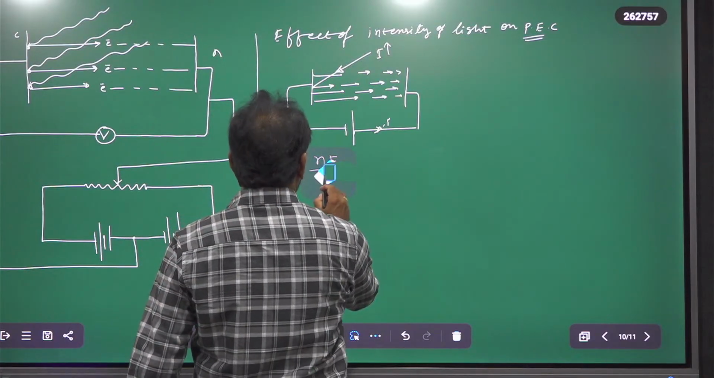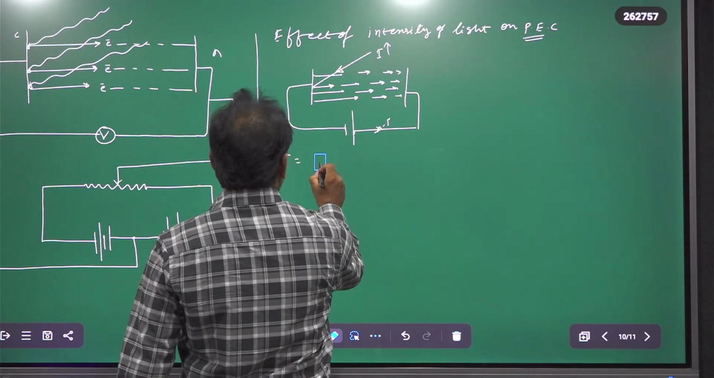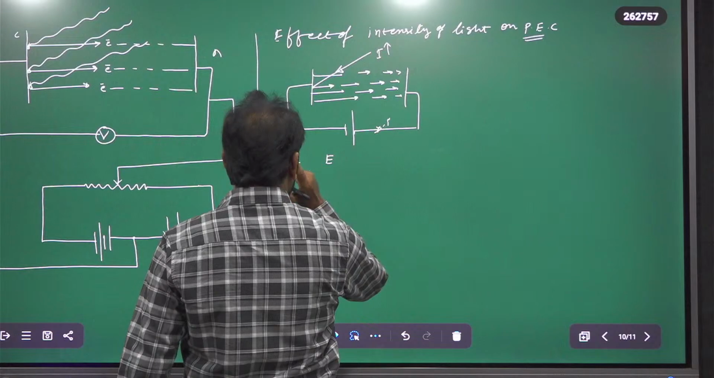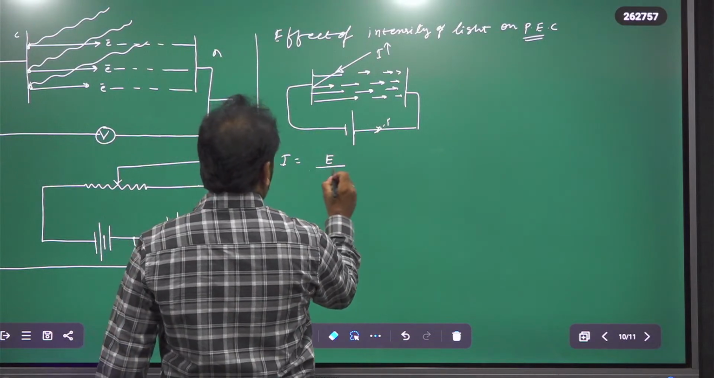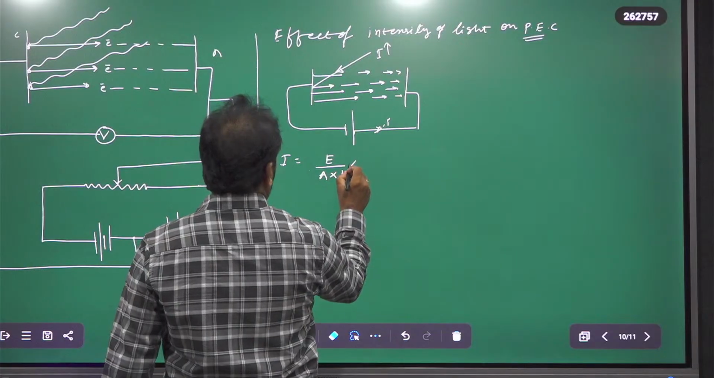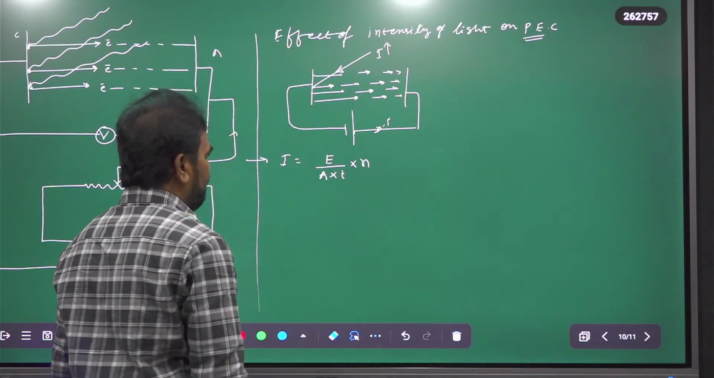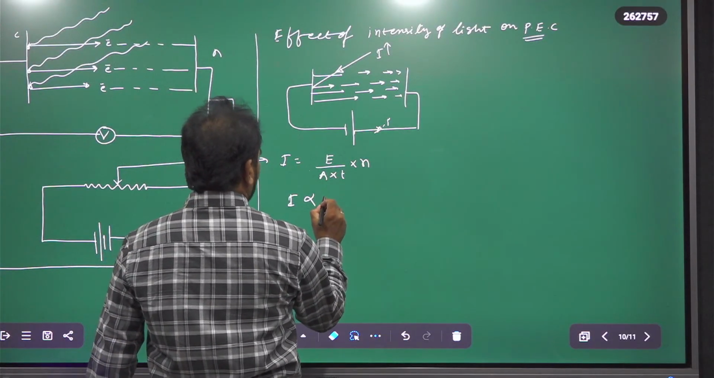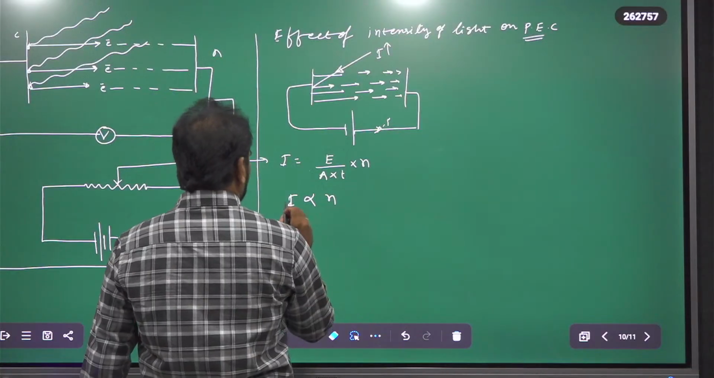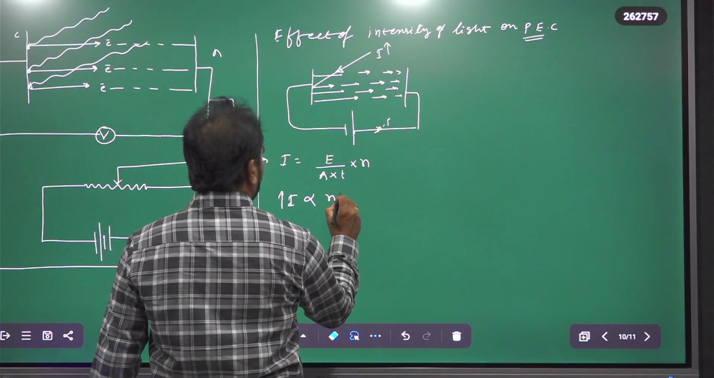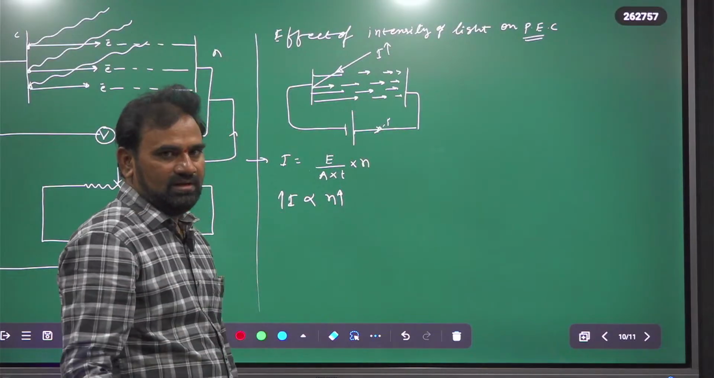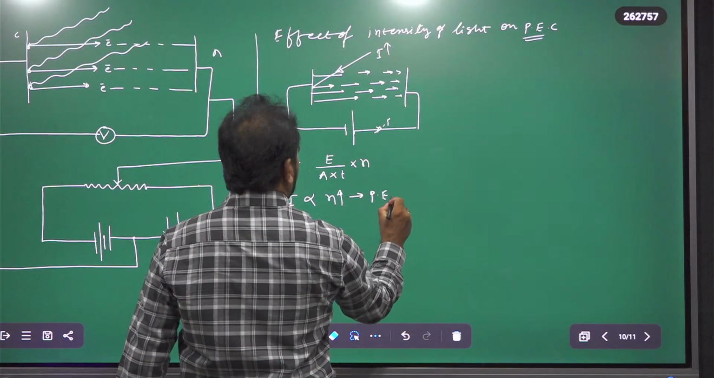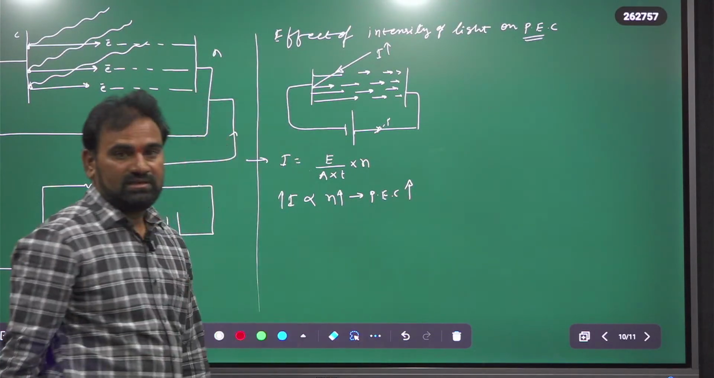What is I? I is the amount of energy emitted per unit area per unit time. For n number of photons, I is equal to NE by T. From this it is very clear that I is directly proportional to N. When intensity is increased, the number of electrons emitted is also increased, and the photoelectric current also increases. Is it clear?